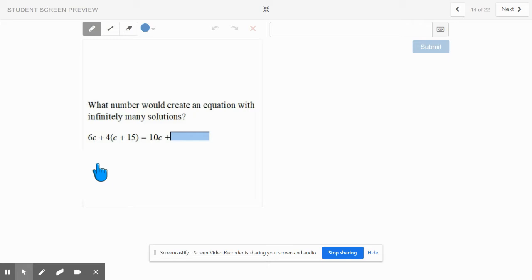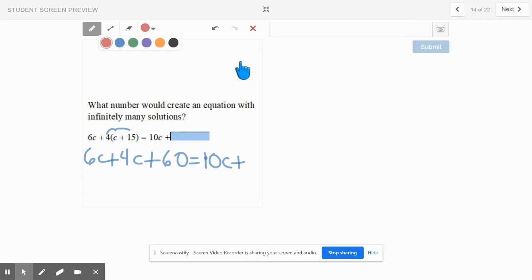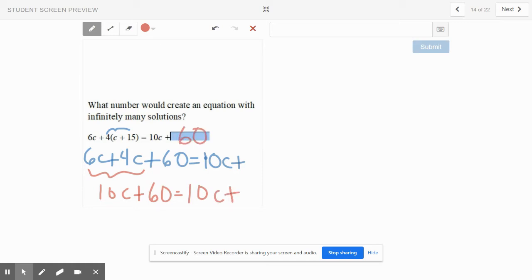And as I look at this, I make sure I distribute, right? And I get 6c plus 4c plus 60 equals 10c plus, well, I know infinite means both sides are exactly the same. So this is going to be 10c plus 60. So if this is 10c, I must have 60 in there for both sides to be exactly the same, for it to be infinite, right? Because no solutions just means that the variables are the same, but not the constants on both sides, okay?